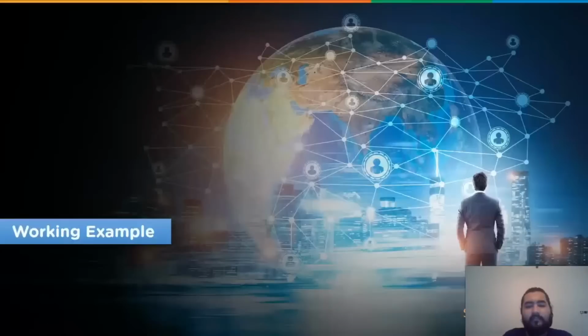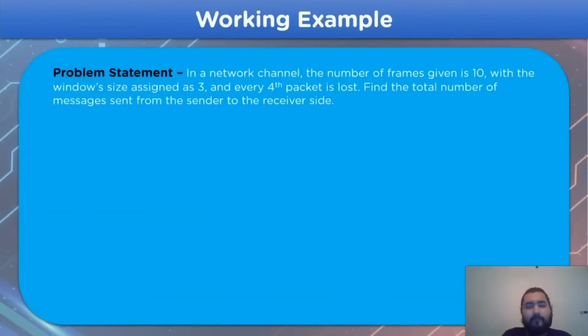Now that we have learned everything about the Go Back N ARQ protocol, let's take a look at the much awaited working example for the same. Let's take a look at the problem statement. In a given network, the number of frames provided is 10, with the window size assigned as 3, and every fourth packet is lost. Find the total number of messages or frames sent from the sender side to the receiver side.